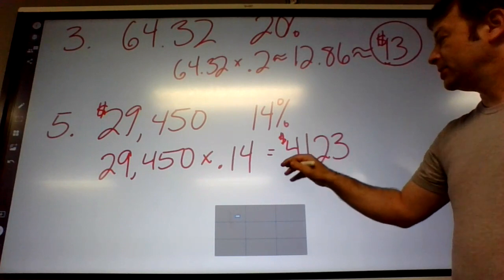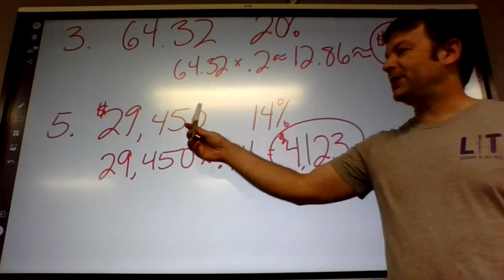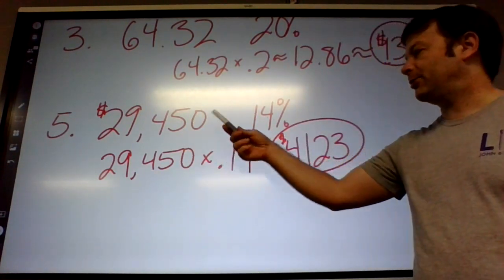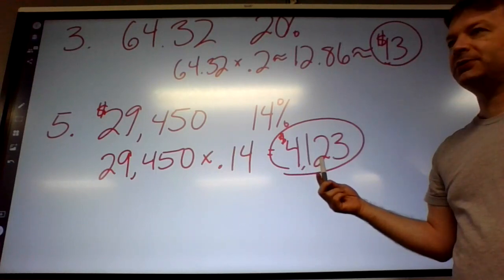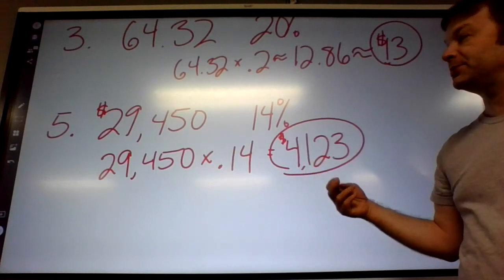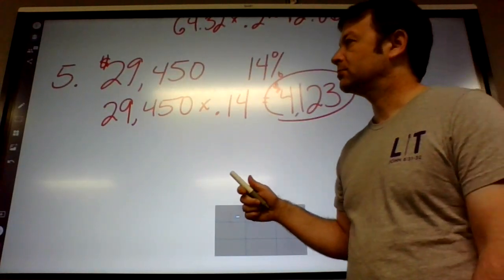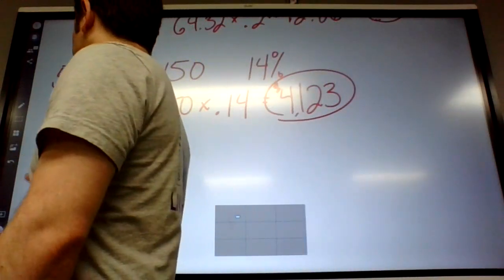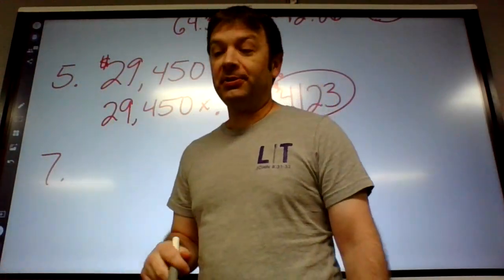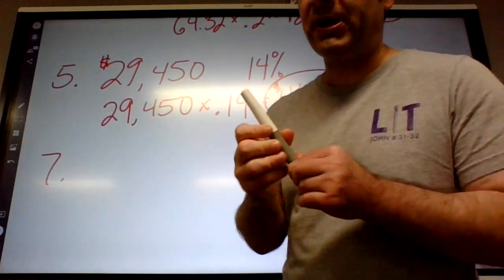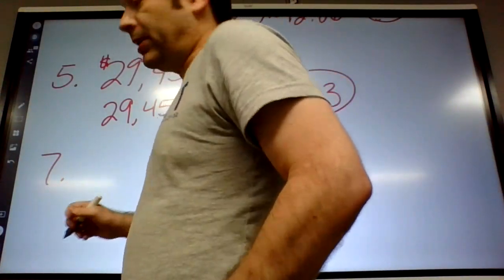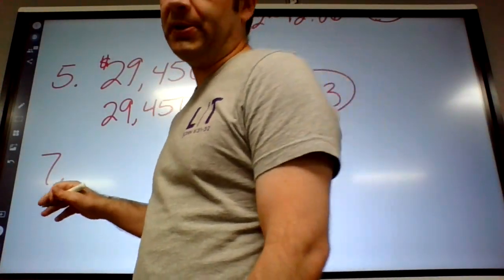So what this means is they sold a $29,000 car or whatever, and they got $4,000 for doing that. That's kind of how it works. You can make good money as a realtor. Depends, but you can. All right, number 7.